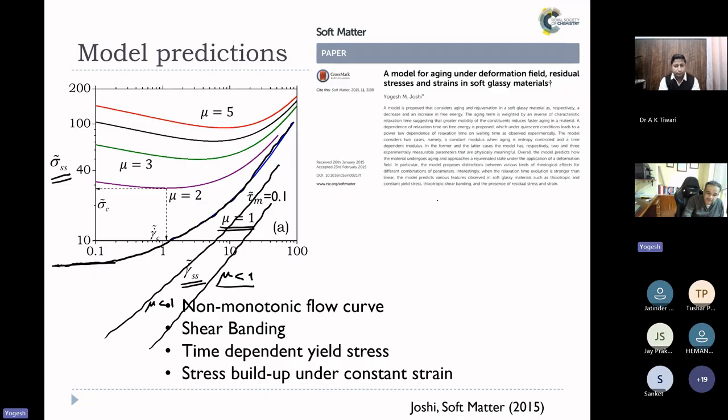This paper was published around 10 years back in Soft Matter. At that time, several aspects were not known, which are now coming out. And this model tends to predict this behavior very well. So we shall now start looking at the implications of this non-monotonicity in the limit of very small shear rate, which this model predicts very well.